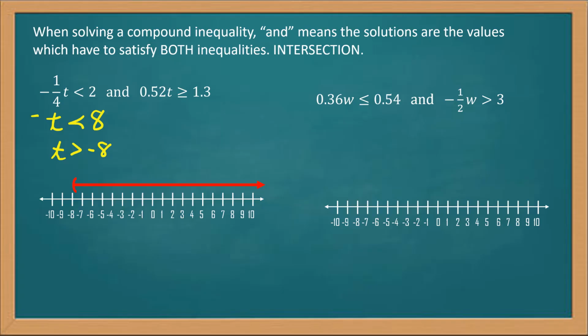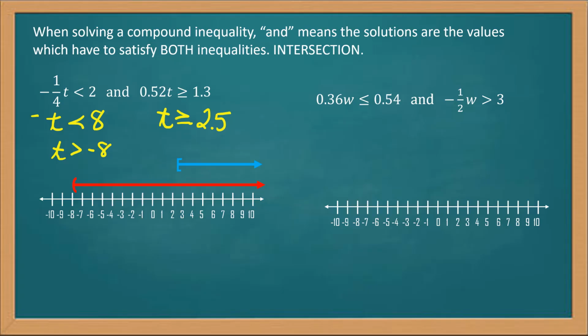Now, for the other inequality, we've got 0.52 t is greater than or equal to 1.3. So we're just going to divide both sides by 0.52. And when we do that, we get t is greater than or equal to 2.5. So we can graph that by putting a square bracket on 2.5 and going up.